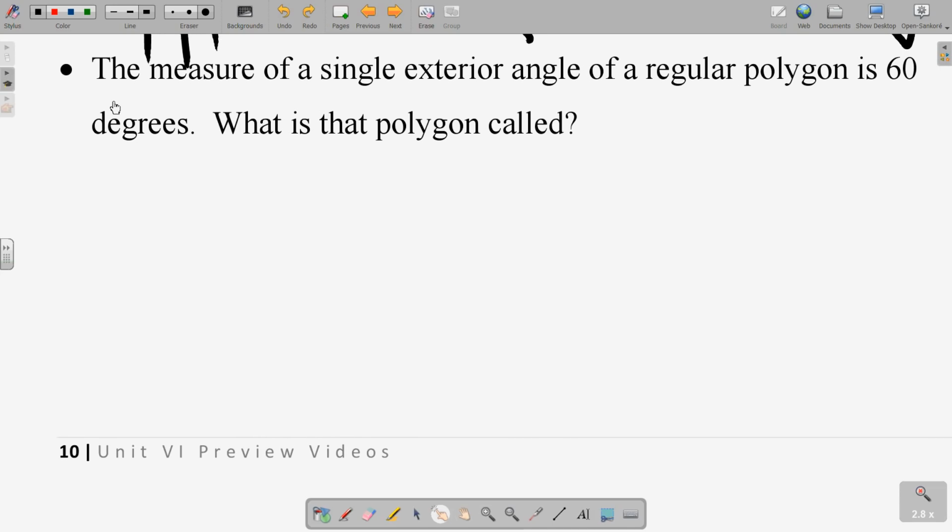Ready? Put your finger here. Let's read out loud. The measure of a single exterior angle of a regular polygon is 60 degrees. What is that polygon called? Measure exterior angle. Regular polygon is an equal sign. Really important. The minute you see polygon, you don't know your n. So n equals question mark.